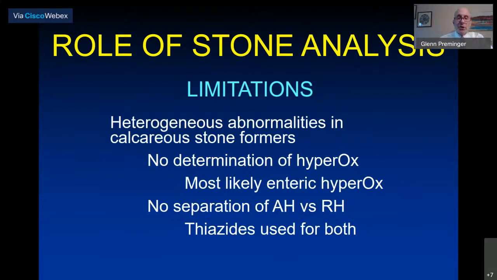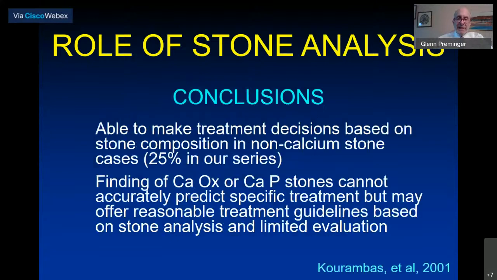We're not able to determine the presence of hyperoxaluria by looking at stone analysis alone, but you could argue that most of these patients are going to have enteric hyperoxaluria. So you would know the patient is hyperoxaluric if they have concurrent bowel disease or malabsorption. And we were not able to separate between absorptive or renal hypercalciuria using stone analysis alone. However, since we would use thiazide diuretics for both conditions, that should not be a significant limitation.